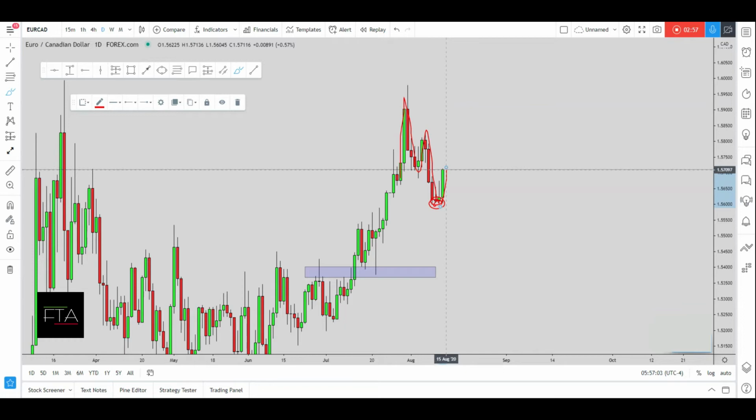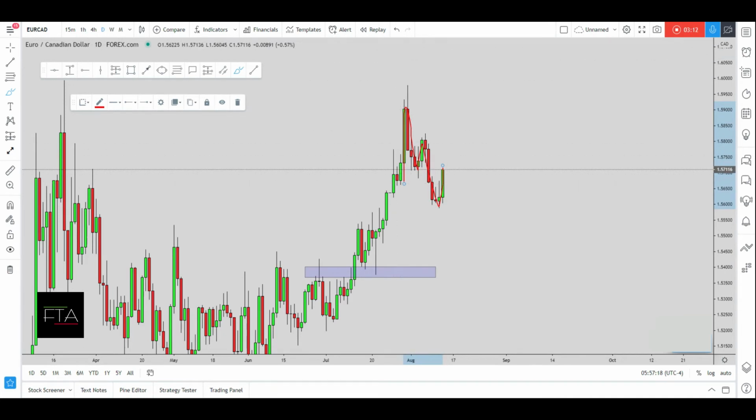So the market has made the move to the upside exactly as we wanted, and I will link also this previous analysis in the description so you can go and check it out. And now the market has also completed this M formation. So everything exactly as we wanted to see.